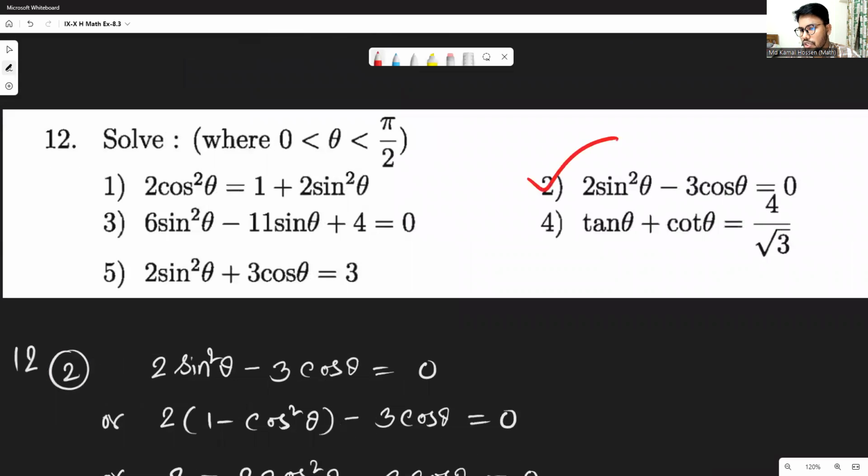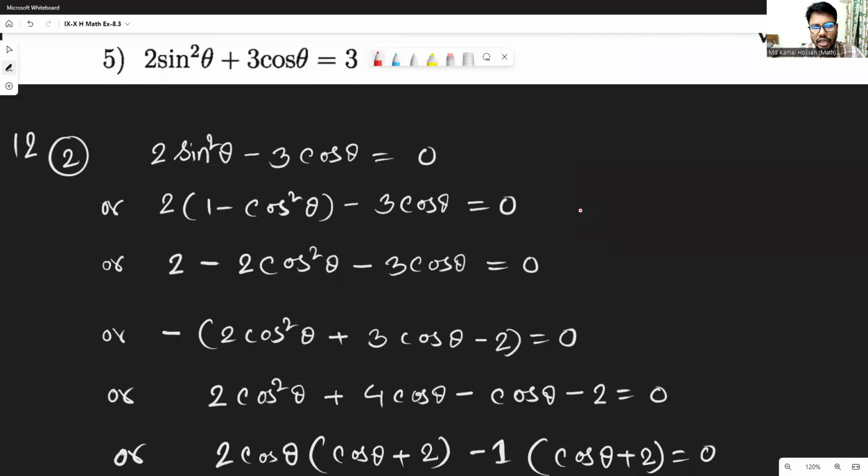So here in question number 2, we see sin square and cos theta. We cannot change cos theta into sin theta, but we can change sin square theta equals 1 minus cos square theta. Then two trigonometric ratios, we can convert into a single trigonometric ratio. So dear students, now just change sin square equal to 1 minus cos square.